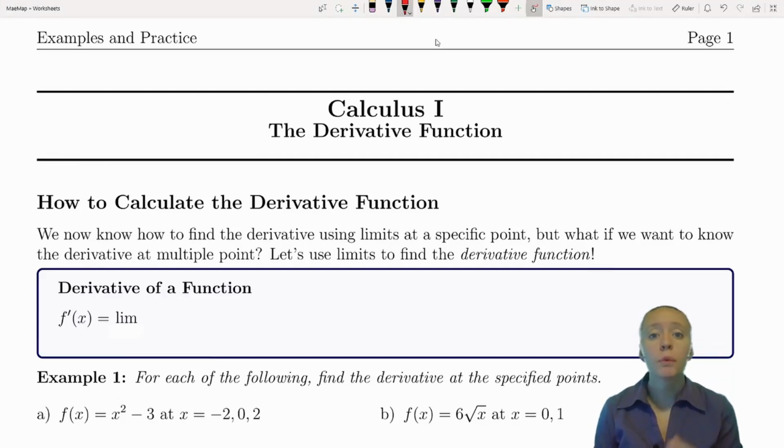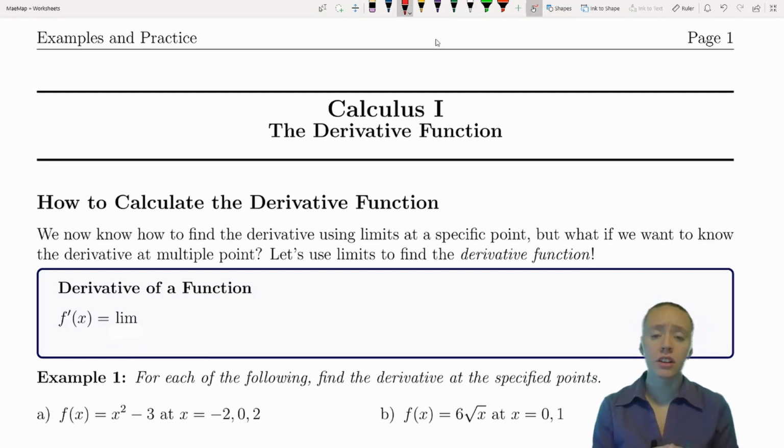In this video, we're going to go more in depth with the derivative function. So how do you calculate the derivative function? Well, we now know how to find, from our previous example worksheet, the derivative using limits at a specific point. But what if we want to know the derivative at multiple different points?